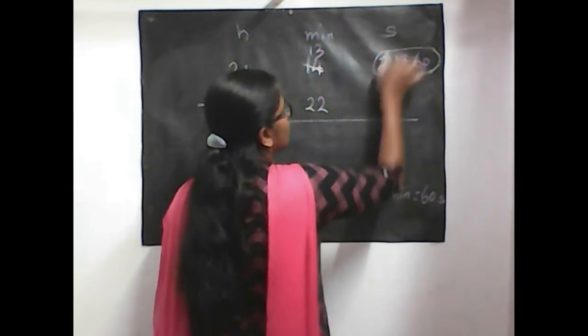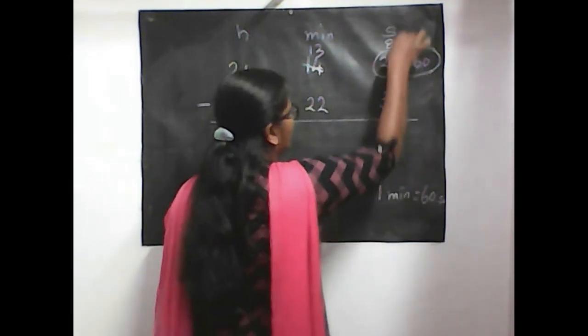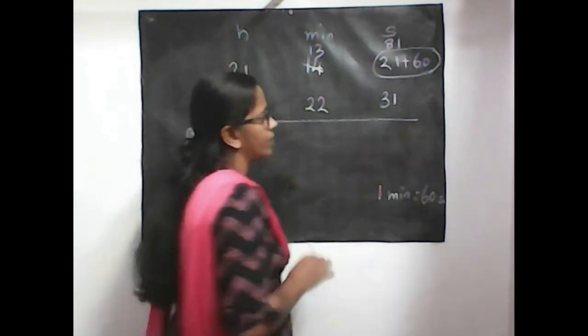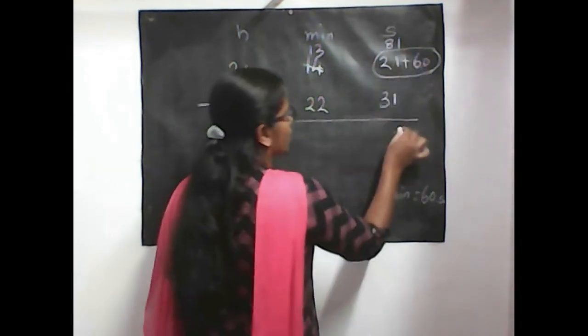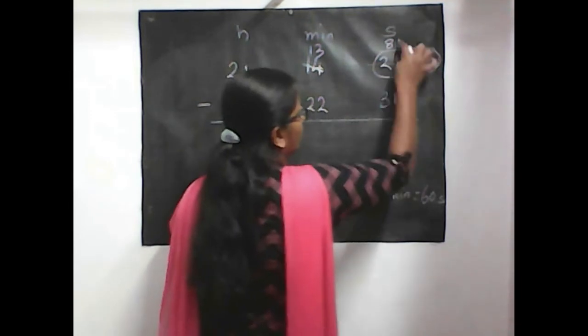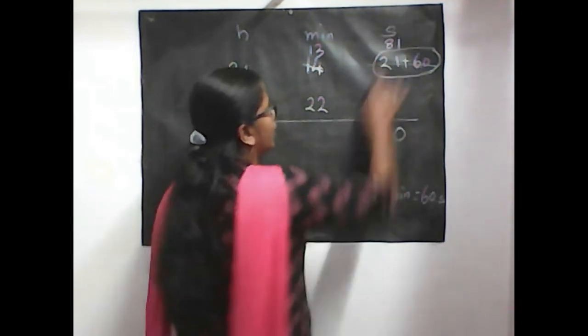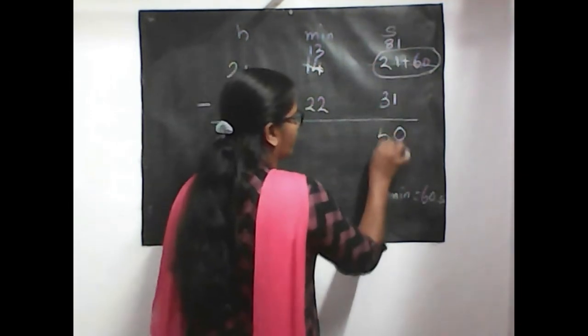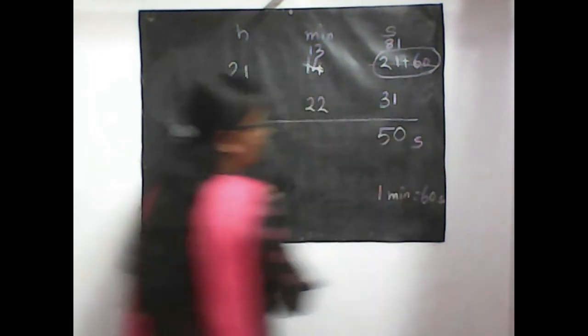You will get 60 plus 21. You will get 81. Write the 81 just above 31. Then do subtraction. 1 minus 1 is 0. No more this. Now we have 81 and 31 only. 8 minus 3 is 5. So 50 seconds. That is over.